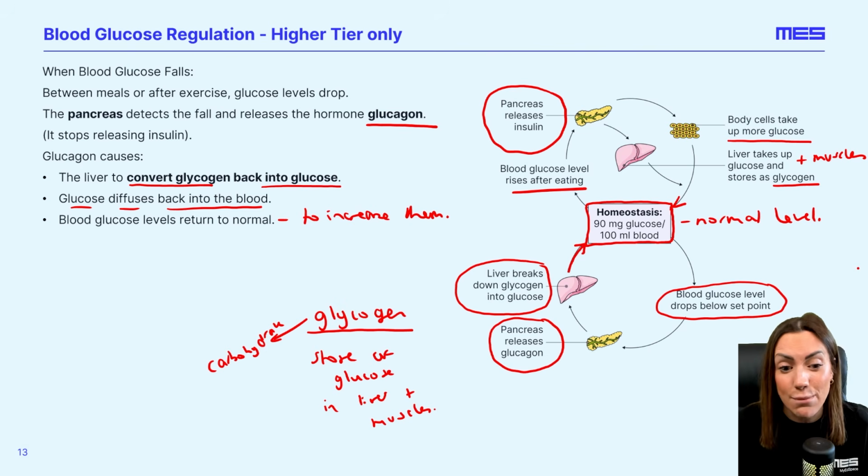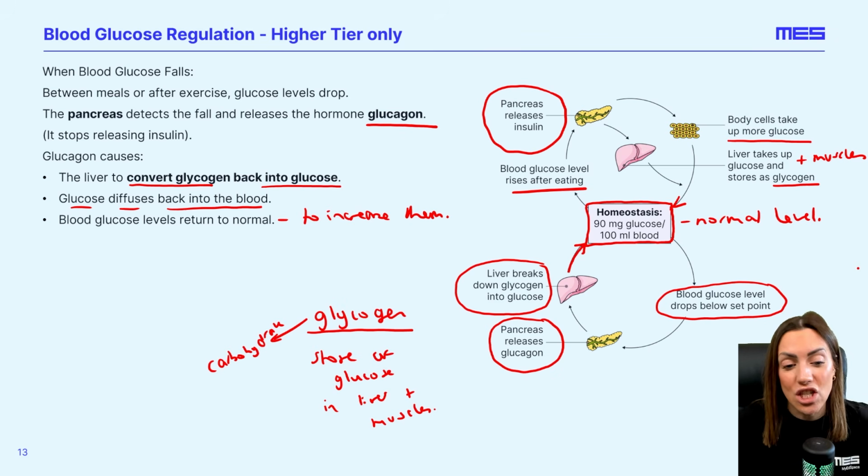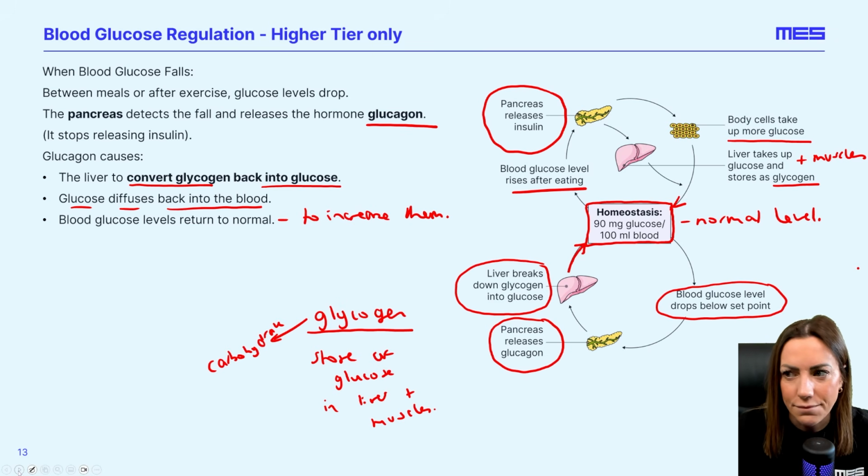Now, you could get a 6 marker, especially if you're higher tier, a 6 marker about control of blood glucose concentration, where you'd have to talk about insulin and glucagon, what they do, where they're released from, and the fact that this is an example of negative feedback to maintain the blood glucose concentration at a stable or normal level.